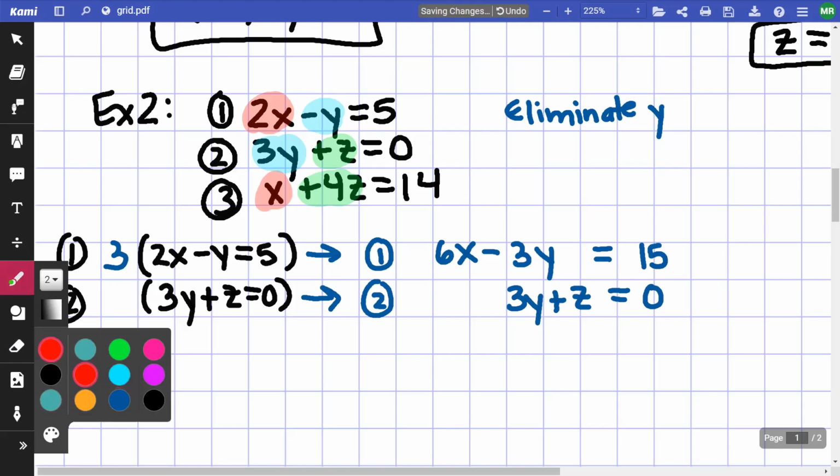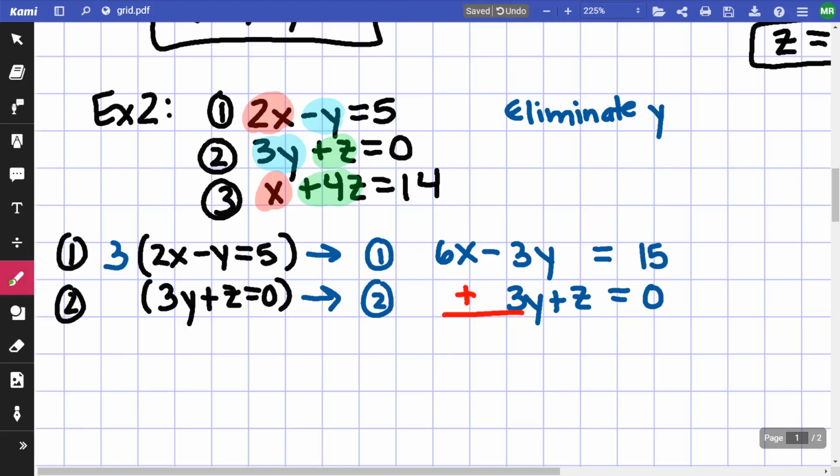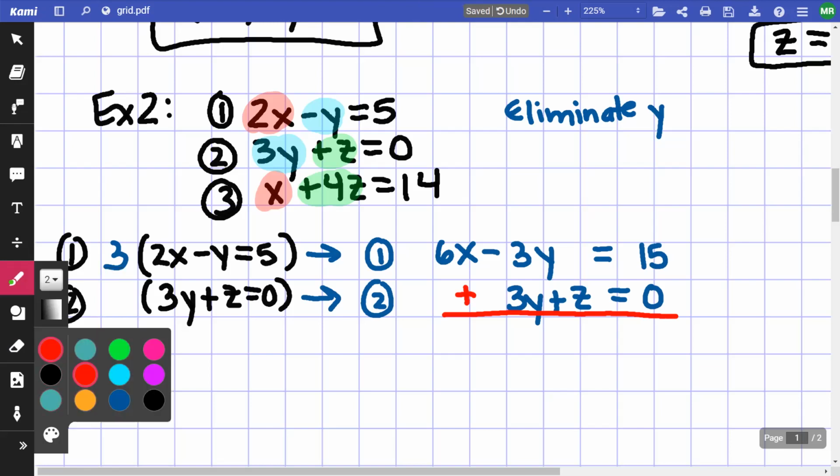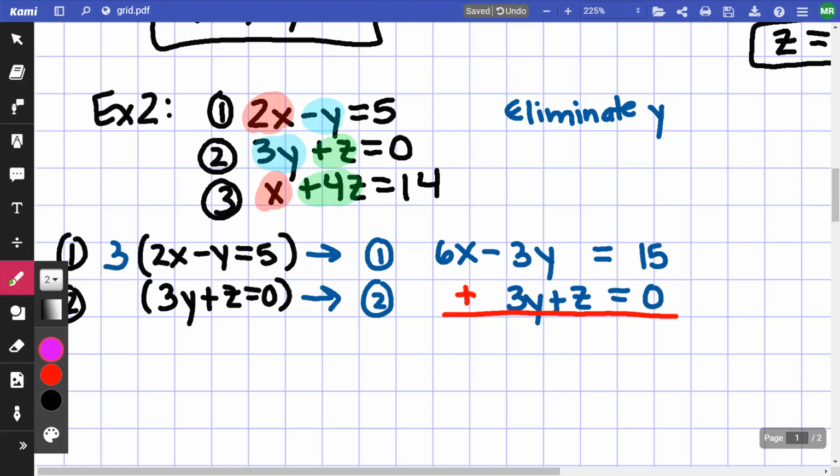So now I'm going to add these two equations together. And when I add these two equations together, what happens is I'm going to get 6x, my y's canceled out, plus z equals 15. I'm going to call this equation 4. Okay, so I used 1 and 2.